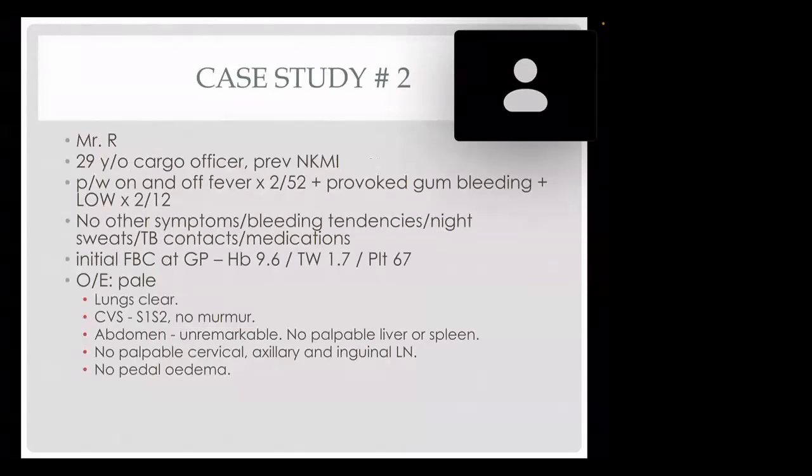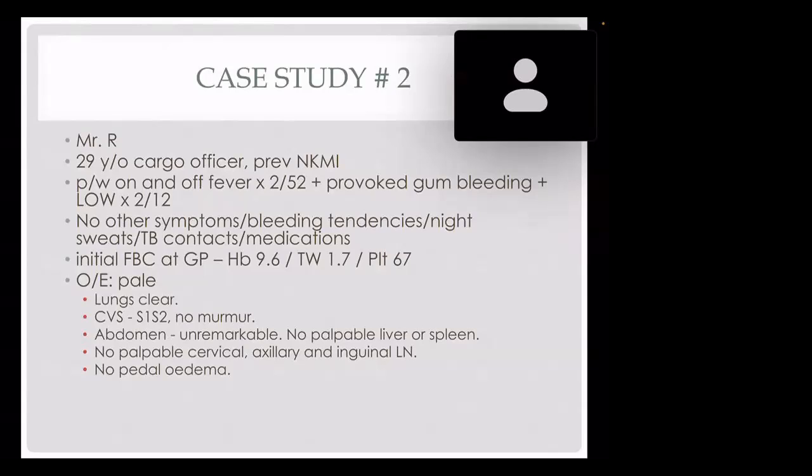So the next case study will be Mr. R. He's a 29-year-old cargo officer, also a very healthy patient, previously no medical illness. So he presented quite differently from our first patient. He had on and off fever for the 2 weeks prior to admission, also with provoked gum bleeding, and this time he had loss of weight, he says, for at least 2 months prior. But otherwise, there are no bleeding tendencies, no night sweat or TB contacts.